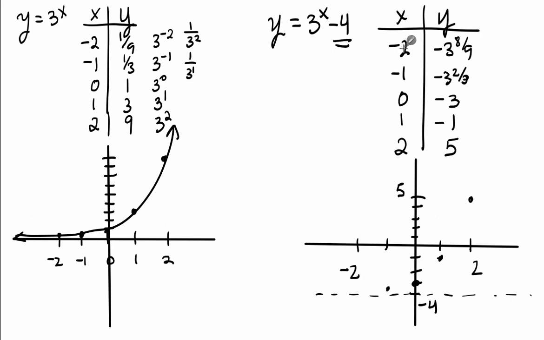And finally, x equaling -2 is followed by -3 and 8/9. The same shape occurs again. On the left-hand side, the horizontal asymptote will be at y equals -4, and then the function curves upward.